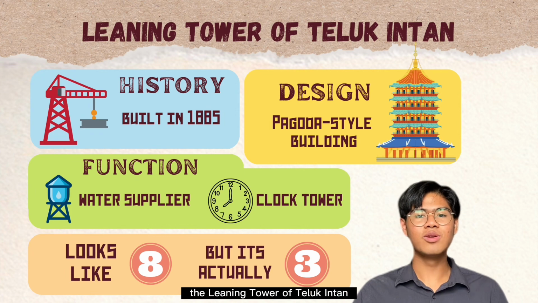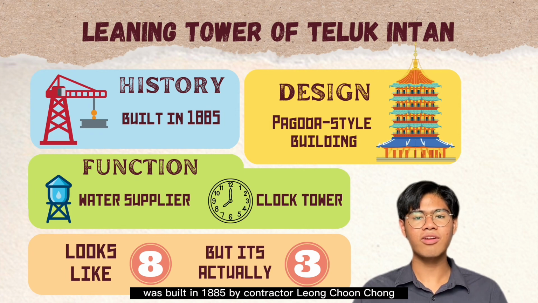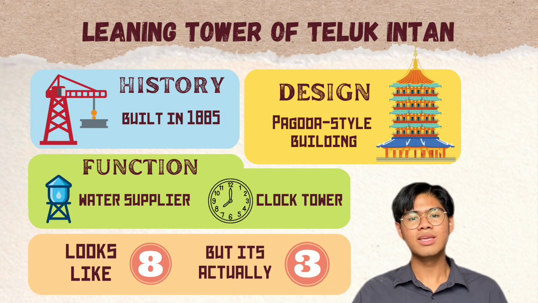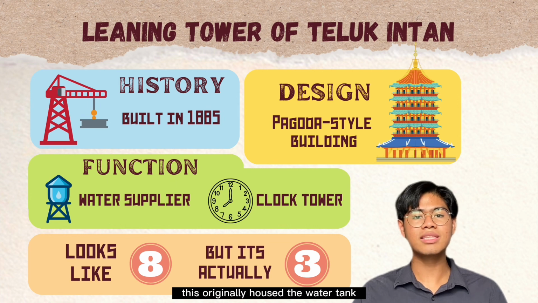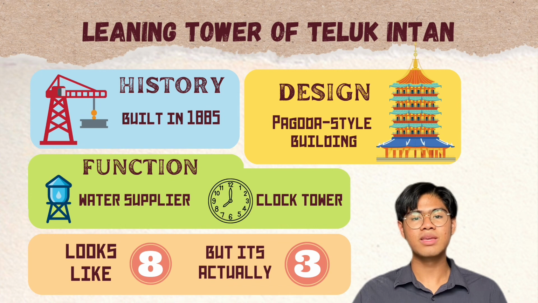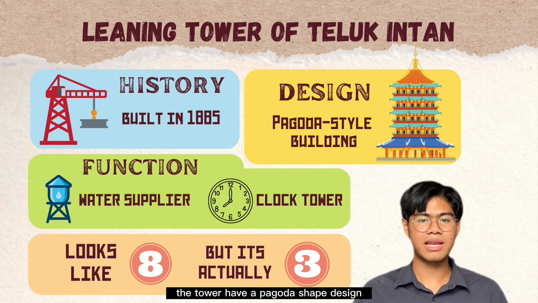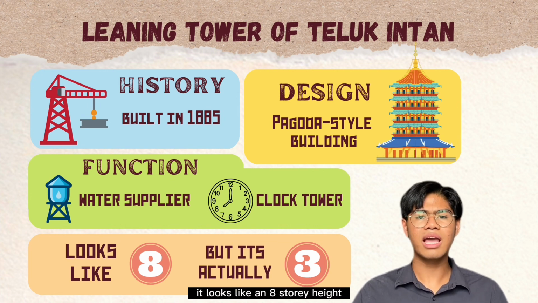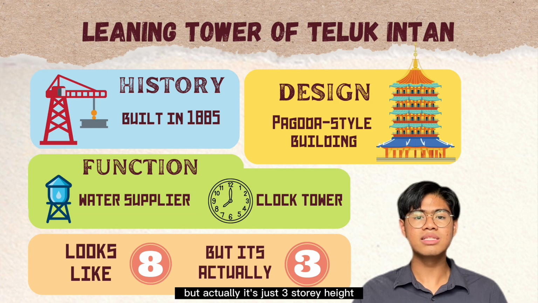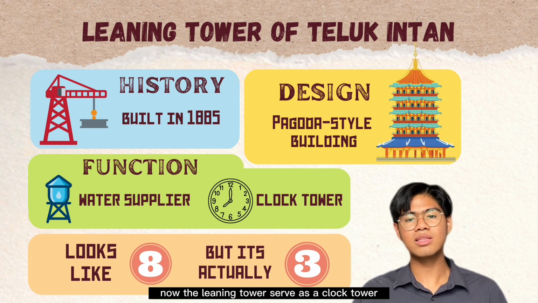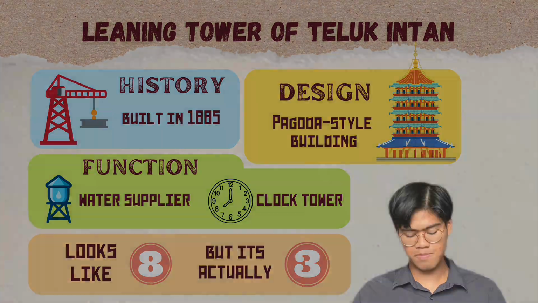The Leaning Tower of Teluk Intan was built in 1885 by contractor Leon Chung Chong. It originally housed the water tank that supplied water to the town area and was a reserve during drought and fire. The tower has a pagoda-shaped design. It looks like an 8-story building, but actually it's just 3 stories high. Now, the Leaning Tower serves as a clock tower.